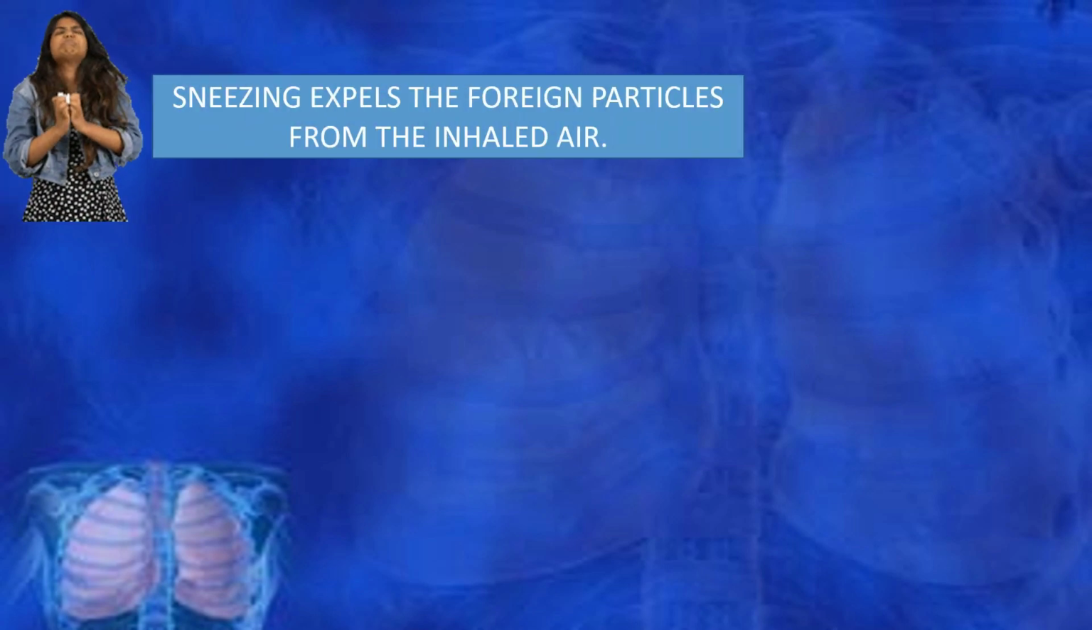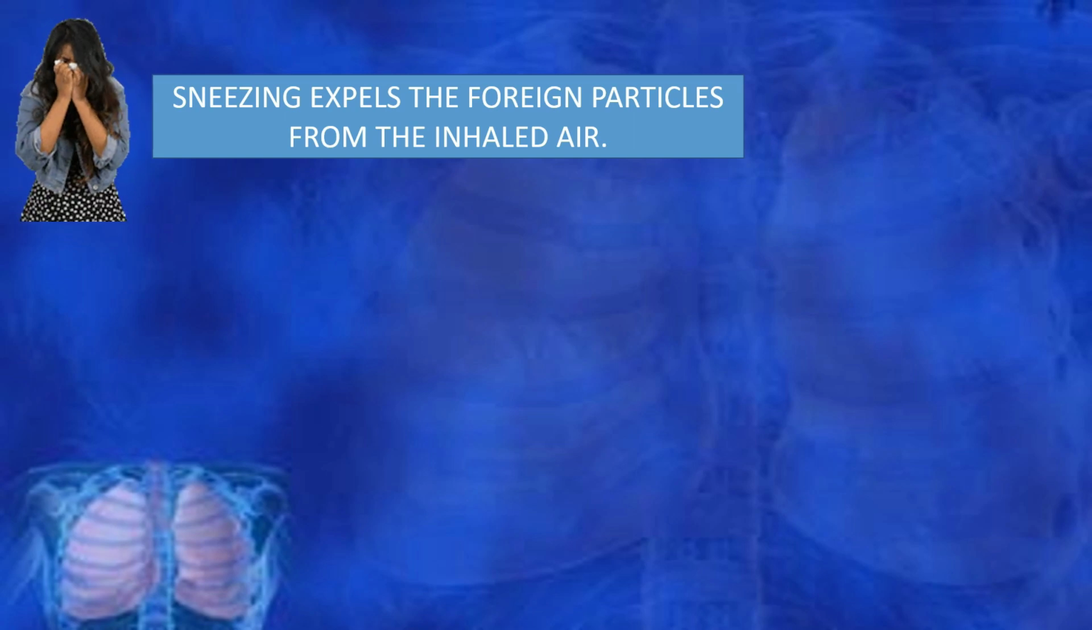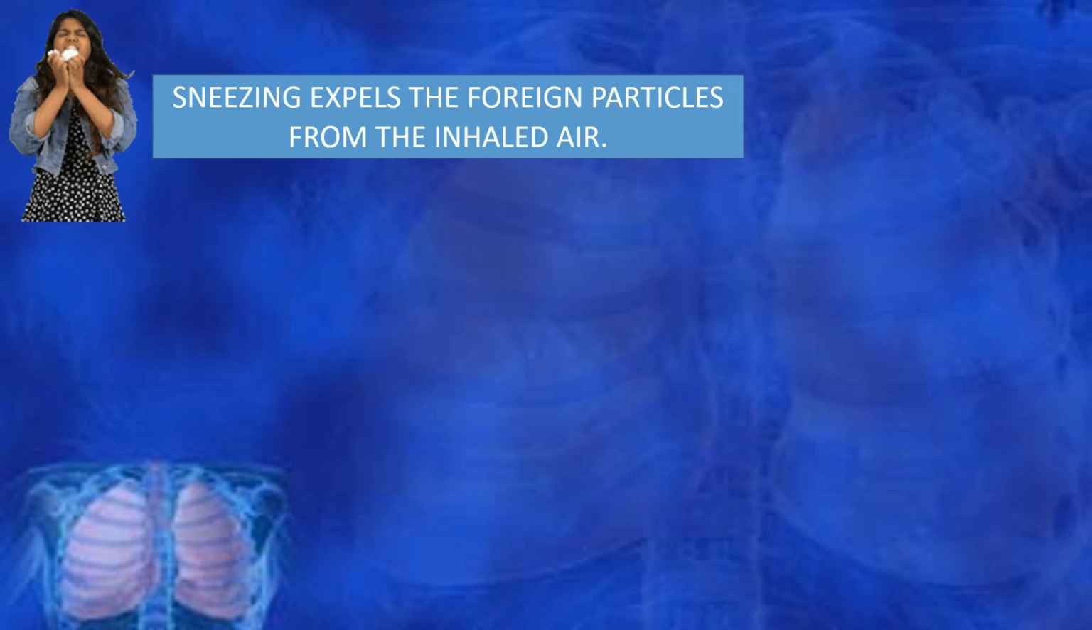Okay, so sneezing expels the foreign particles from the inhaled air. Now, how is it possible? The air around us has various types of unwanted particles like smoke, dust, etc. When we inhale, these particles get trapped in the hair which is present in our nose, or the nasal cavity. If there were no hair in our nasal cavity, these particles might go directly into our respiratory system and damage it. So to protect our respiratory system, we have these hairs.